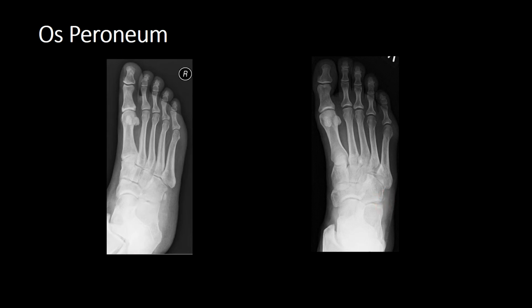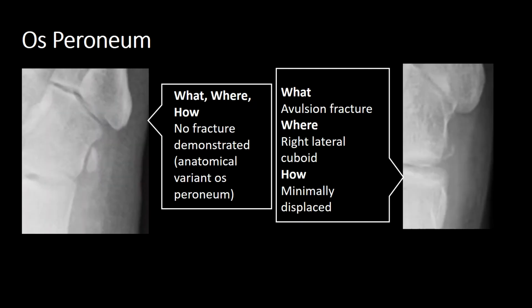Let's take a closer look. Here we can clearly see that os peronium is well corticated. There's a dense sclerotic line surrounding the accessory ossicle. And if you look at the adjacent cortex of the cuboid, it's dense, smooth, well corticated and intact.